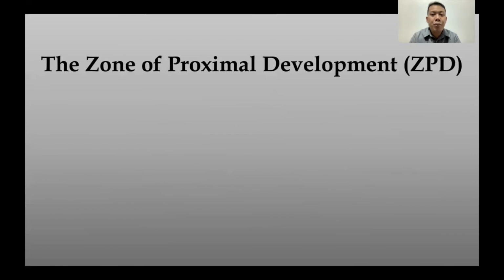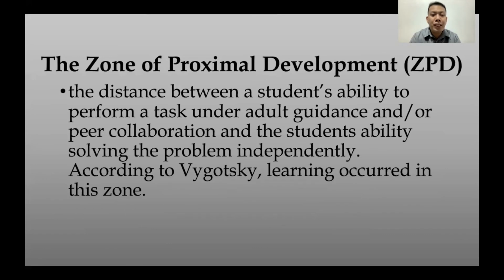So the zone of proximal development. So the distance between the student's ability to perform a task under an adult or guidance and or peer collaboration and the student's ability solving the problem independently. So according to Vygotsky, learning occurred in this zone. So ito yung tinatawag natin na ZPD.